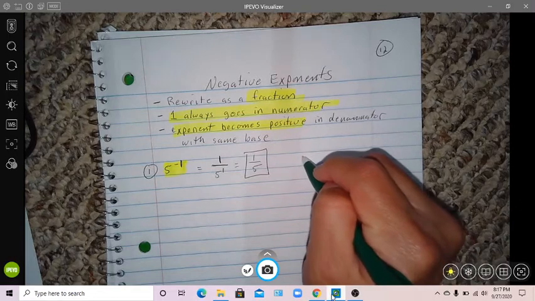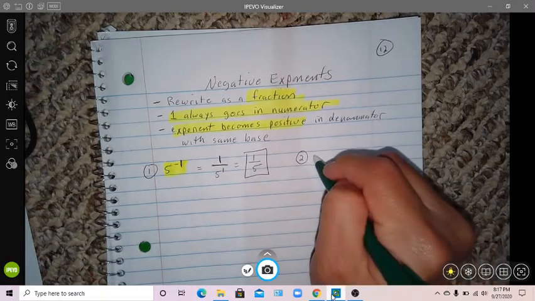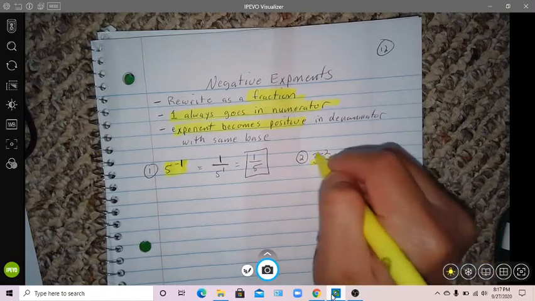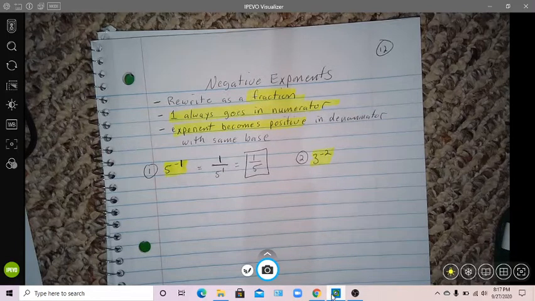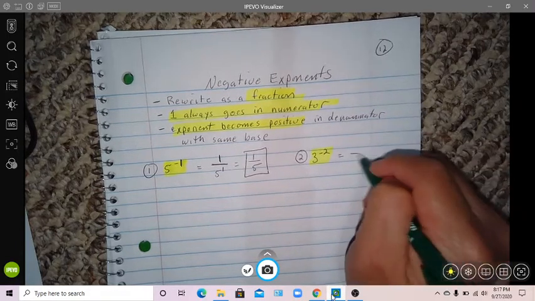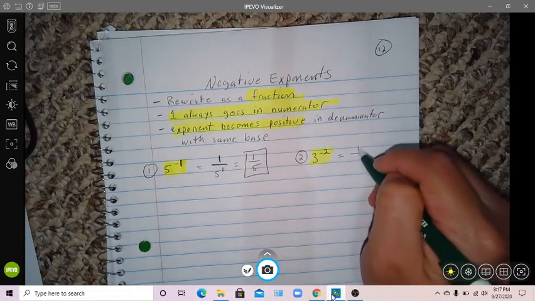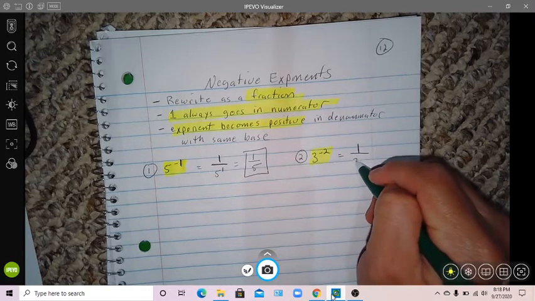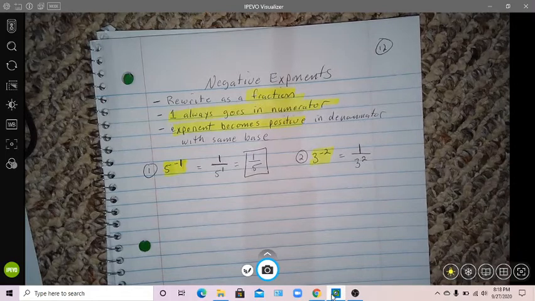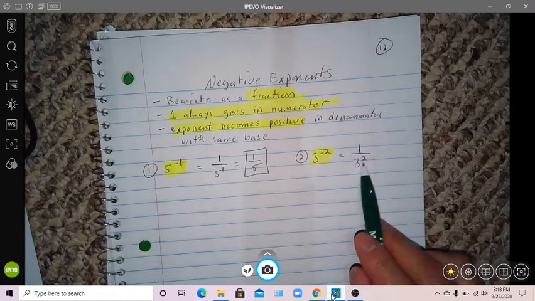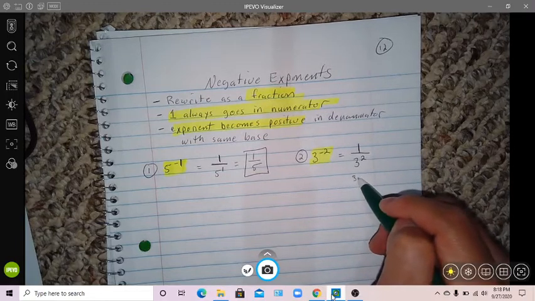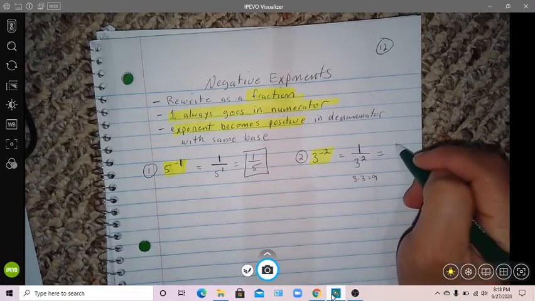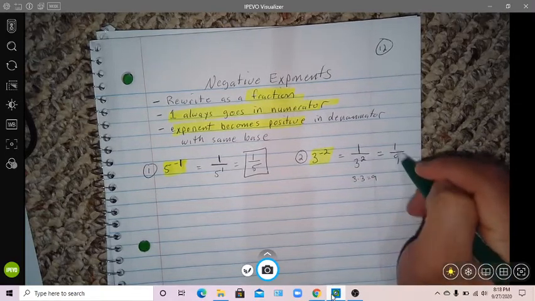Let's take a look at another one. It might give you 3 to the negative 2 power. Alright, we're going to rewrite it as a fraction. 1 will go on the numerator. 3 to the negative 2 will go to the denominator as 3 to the positive 2. Now, we know 3 squared, 3 times 3, is 9. So what you're going to type into the IXL is 1 over 9.